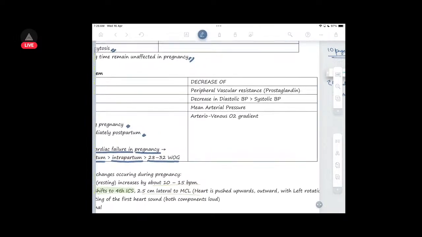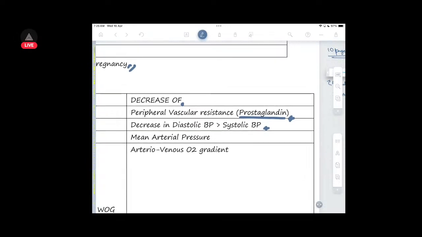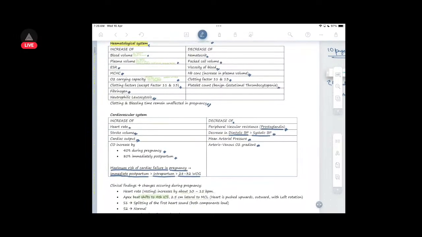weeks of gestation. There is a decrease of peripheral vascular resistance due to prostaglandin. Then there is a decrease in diastolic BP and systolic BP. The decrease in diastolic is more than systolic BP. Mean arterial pressure will also be decreased, and arteriovenous oxygen gradient will also be decreased.